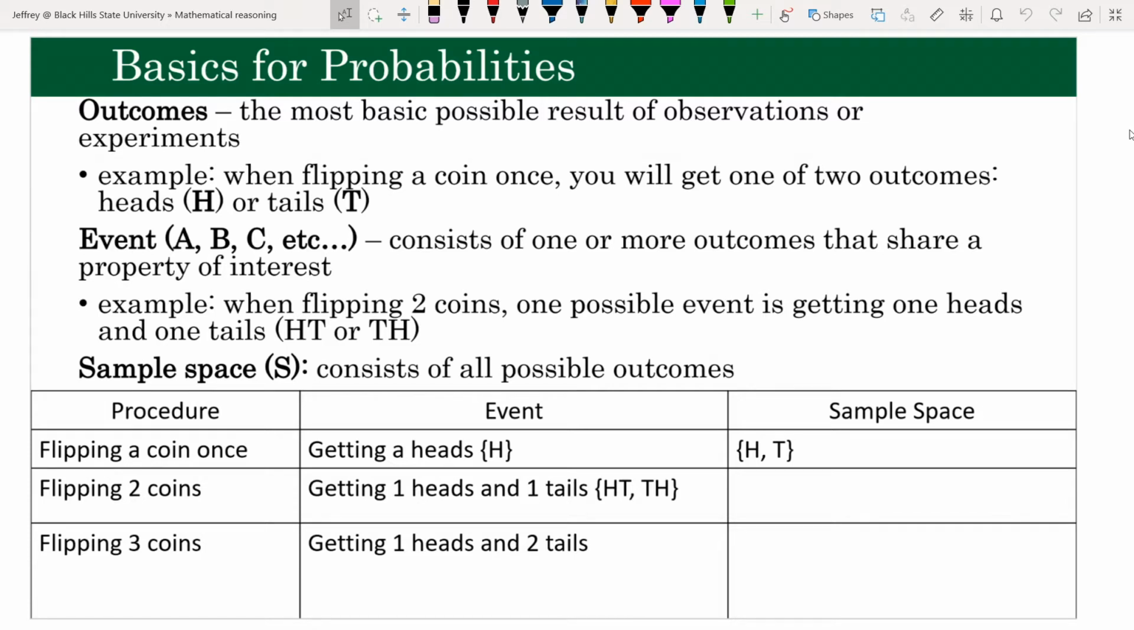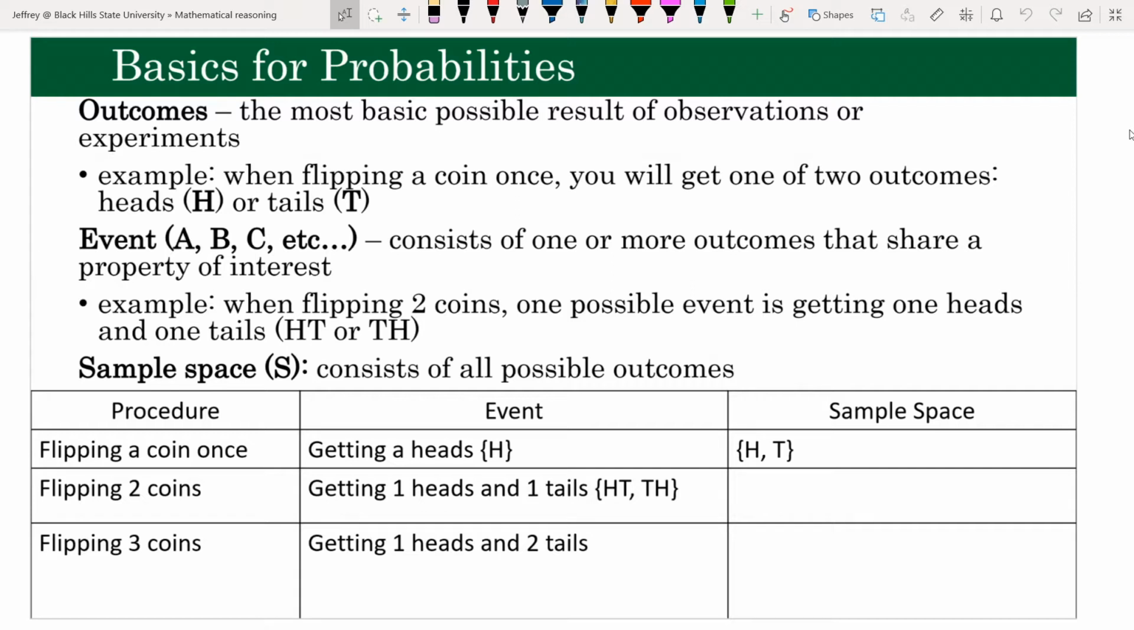Outcomes are simply the most basic possible result of observations or experiments. So, for example, if you flip a coin two times, you can say that one possible outcome is getting a heads on the first coin flip and then tails on the second coin flip. The example I have written here is just saying that when you flip a coin once, you end up having two different outcomes, one being heads, the other one being tails.